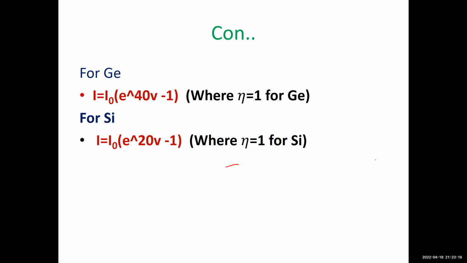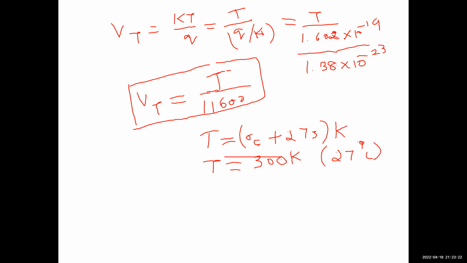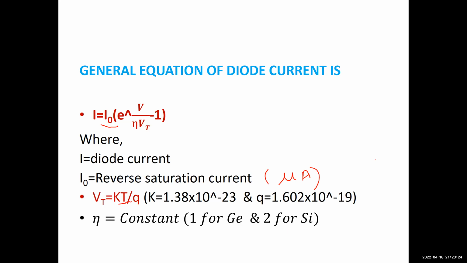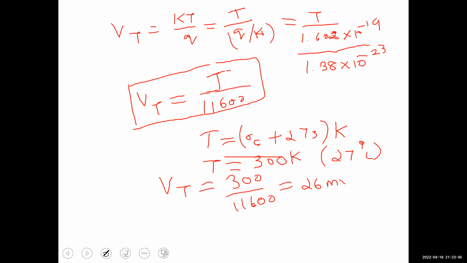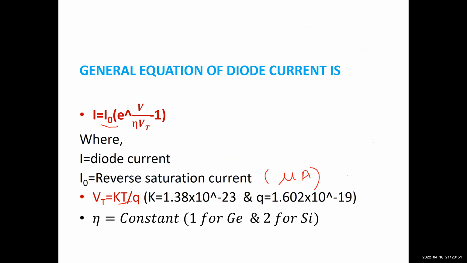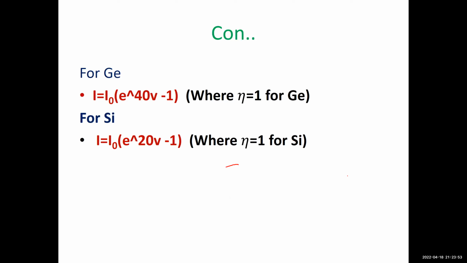Then we are going to explain the same equation in terms of germanium and silicon. So at room temperature, Vt is equal to 300 divided by 11,600, which is approximately equal to 26 millivolts. So you are going to apply this for room temperature.